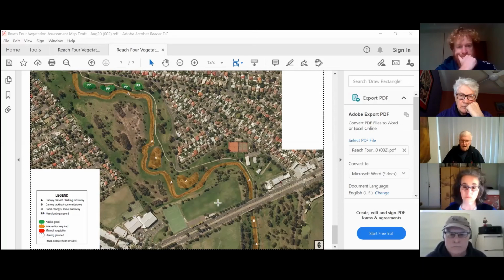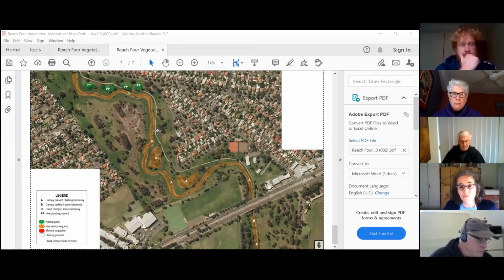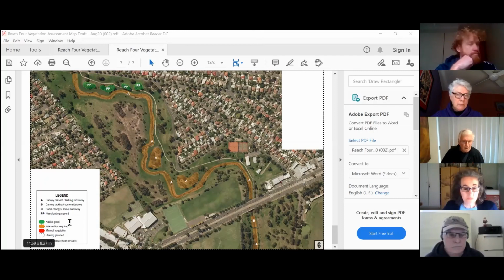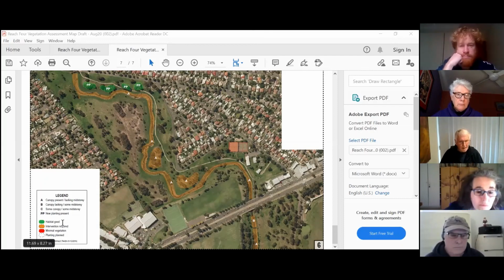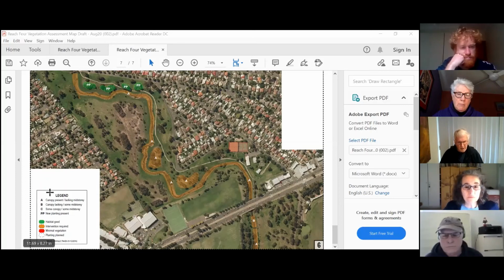We've gone through and done this mapping of the status of the creek in respect of habitat for small woodland birds, and we need to make sure that if we're talking about increasing habitat for them, we're not ignoring other species. And so this is really in the creek banks, the riparian zone that we're looking at. And you'll see there's a little key, it's not so easy to see, but it's a traffic light one of green, habitat good, orange, intervention required, and red, minimal vegetation. And then we've got some more expansive legends that we're still working on.